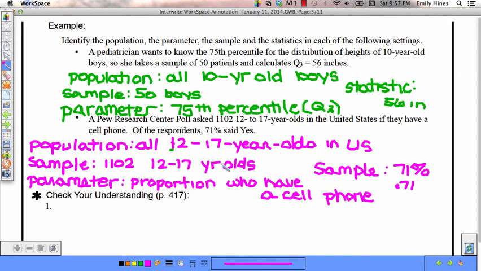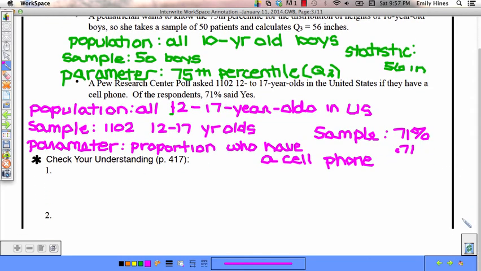Okay, since we've gone through this example, let's take a moment and do the check your understanding questions. So pause the video, see if you can answer these questions on your own, and then see if your answers match mine.